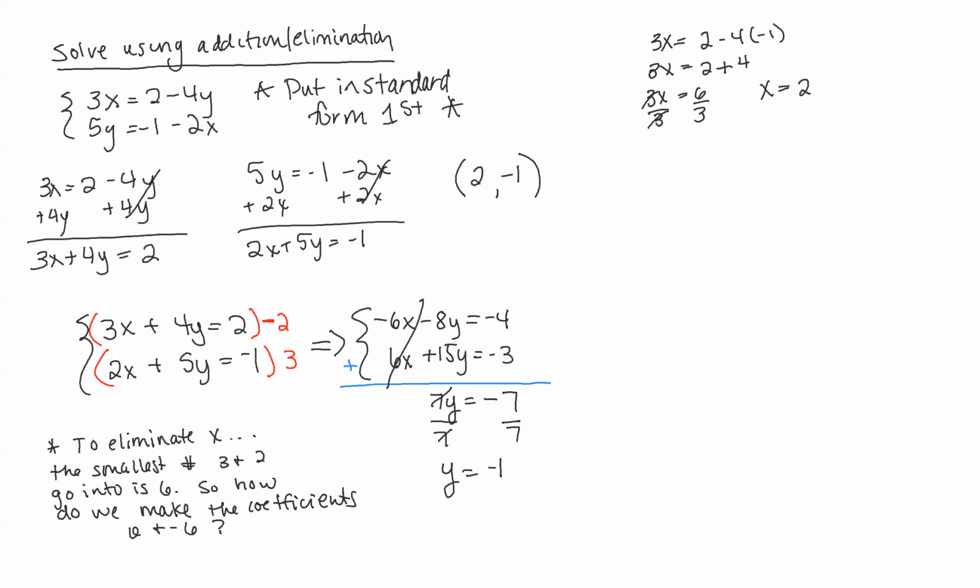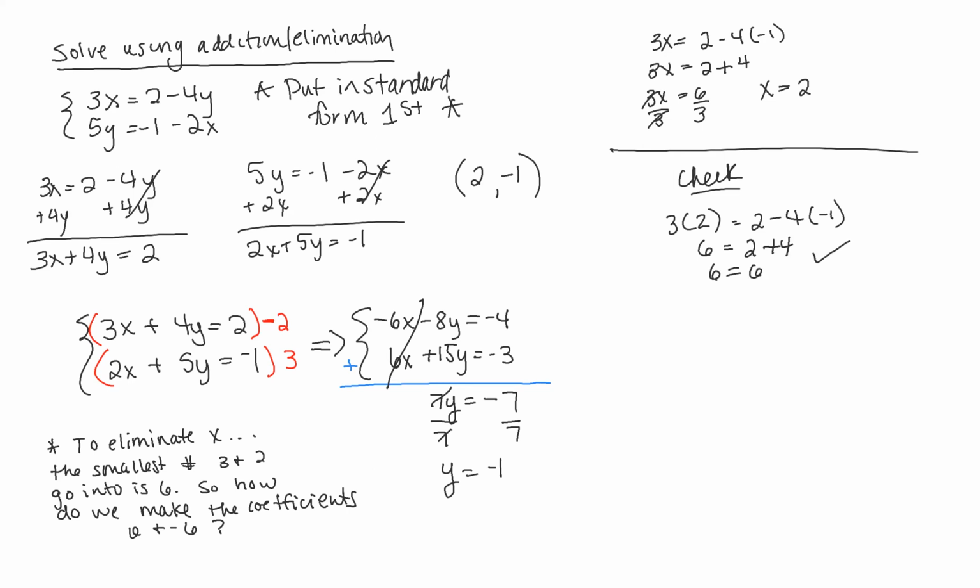So we think the solution is 2, negative 1. Let's go ahead and check our work. And this will probably be the last one where we check our work. I just want to make sure you see enough practice that you remember it. So to check, we're going to take both of the original equations. We're going to replace x with 2, y with negative 1. So I get 3 times x, which is 2, equals 2 minus 4 times y, which is negative 1. 3 times 2 is 6. And then I get 2, and then negative 4 times negative 1 is plus 4. I get 6 equals 6.